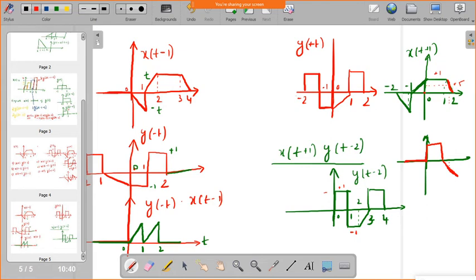Okay, so after 2, what will happen? This signal will become 0, and this will have some values, but 0 multiplied by this signal will become 0. So now after 2, it will be 0. So this is 1 and this is 0. This is your resultant signal, x of t plus 1 into y of t minus 2. All of you got this result? This is the amplitude plus 1. Anybody who didn't get this result?